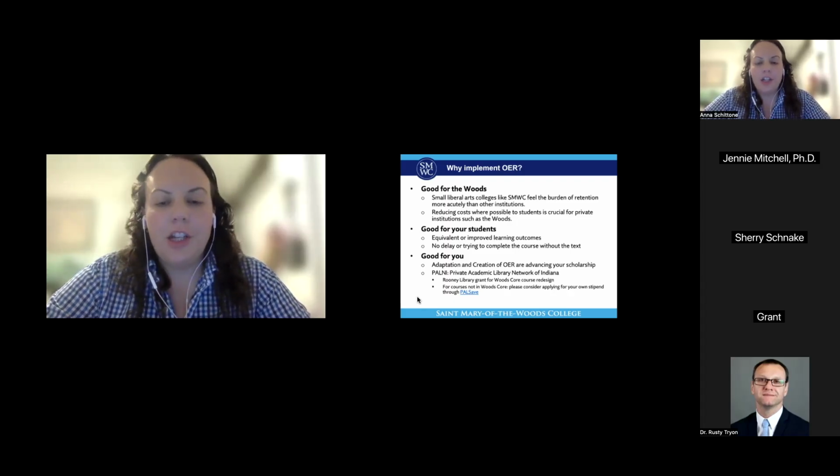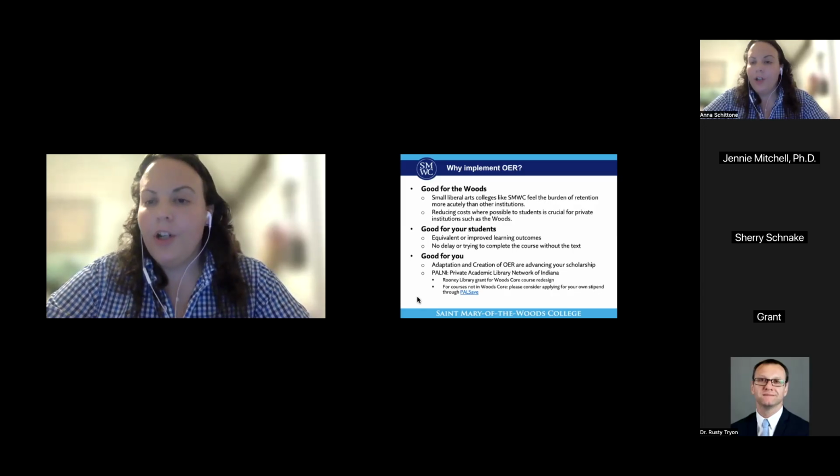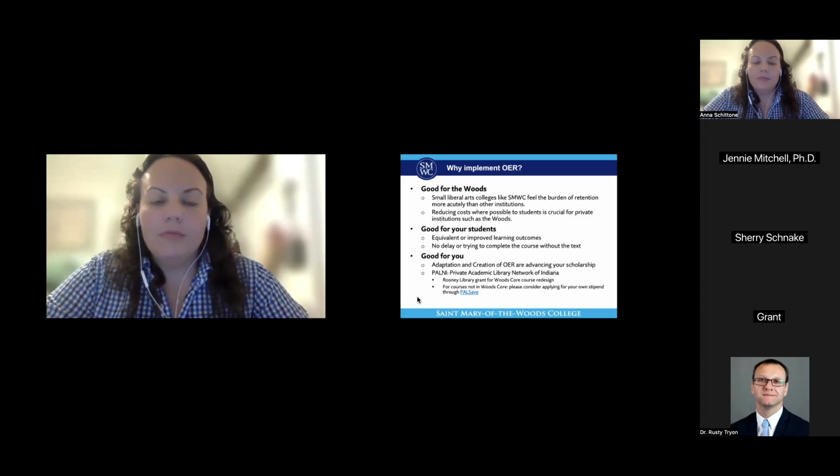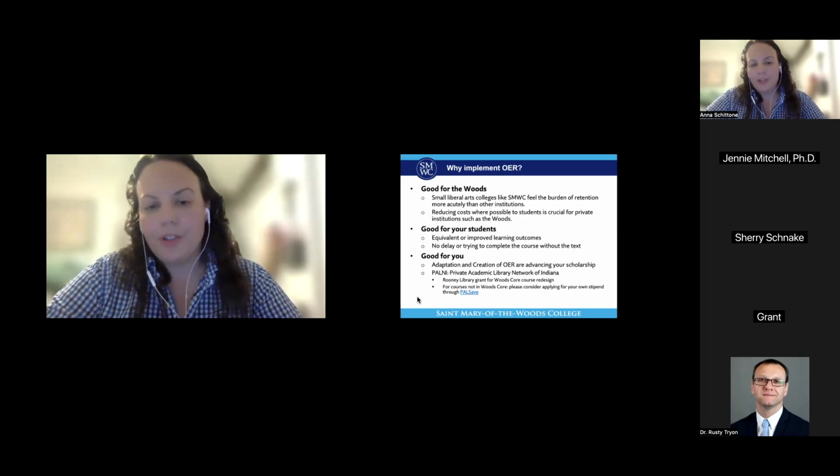So adaptation and creation, those second and third tiers of the OER realm, are advancing your scholarship. Obviously great for your CV, especially if you're still building up for tenure.